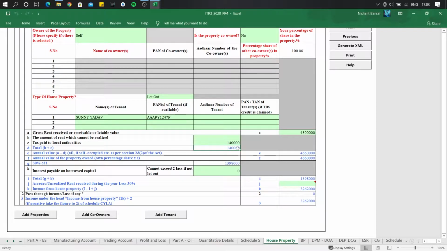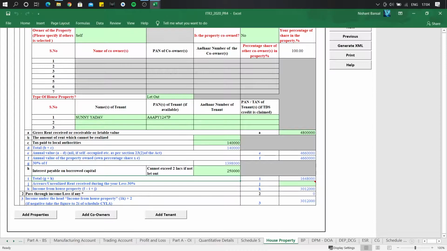Then interest on capital borrowed, yes, we can claim the deduction for the same. That is 2,50,000. Okay, so here comes our income under the head income from house property. That is 30,12,000. So we are done with this head as well.